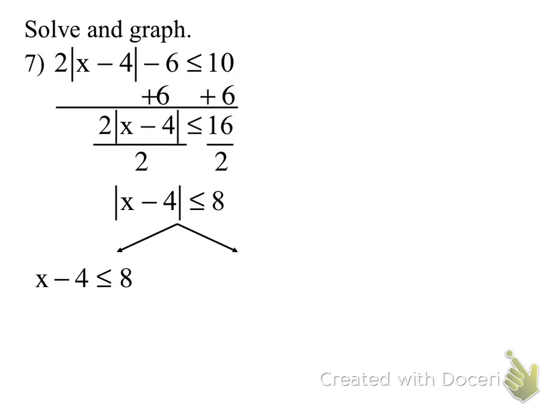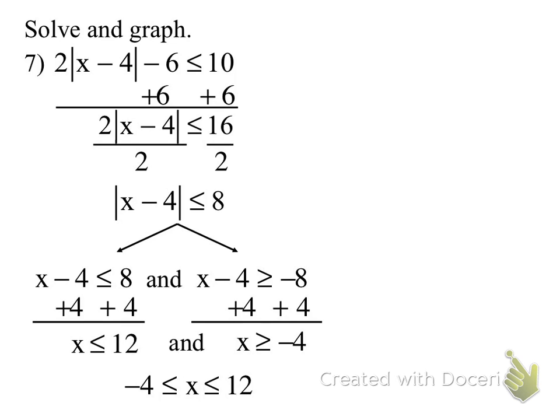Because less than is touching the absolute value. So x minus 4 is less than or equal to 8. And then we're doing and. X minus 4 is greater than or equal to negative 8. And it should be one line when I go to graph it, right? Mm-hmm.